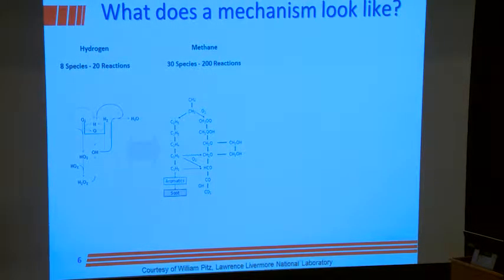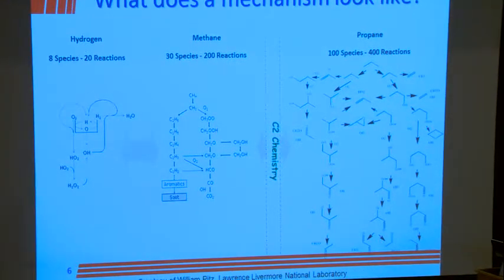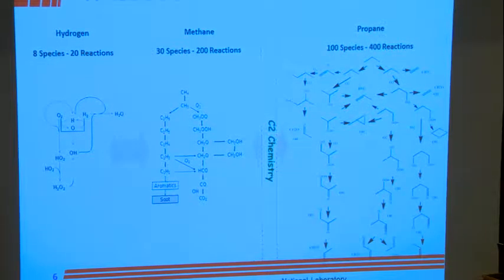So the mechanisms look a little bit like this. If we have hydrogen, the hydrogen mechanism involves 8 species and about 20 reactions. Okay? Methane, as I said, 30 species and 200 reactions. We skip ethane and go on to propane. It involves about 100 species and 400 reactions. So as we get bigger in carbon number, the mechanisms become more and more involved.